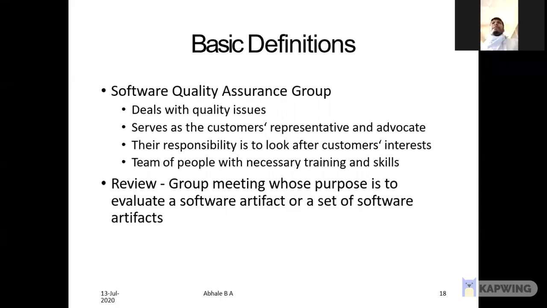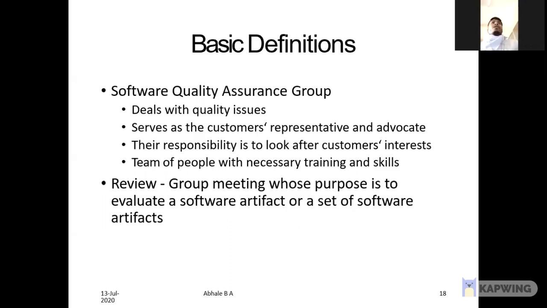A team of people with necessary training and skill. There are different organizations, suppose ISO, then you have Six Sigma, then you have CMMI. You have studied the CMMI in software engineering also. So these are the quality assurance groups that will check the quality of the software, and whether it will meet the customer's requirement or not. That will be specified by the software quality assurance group.